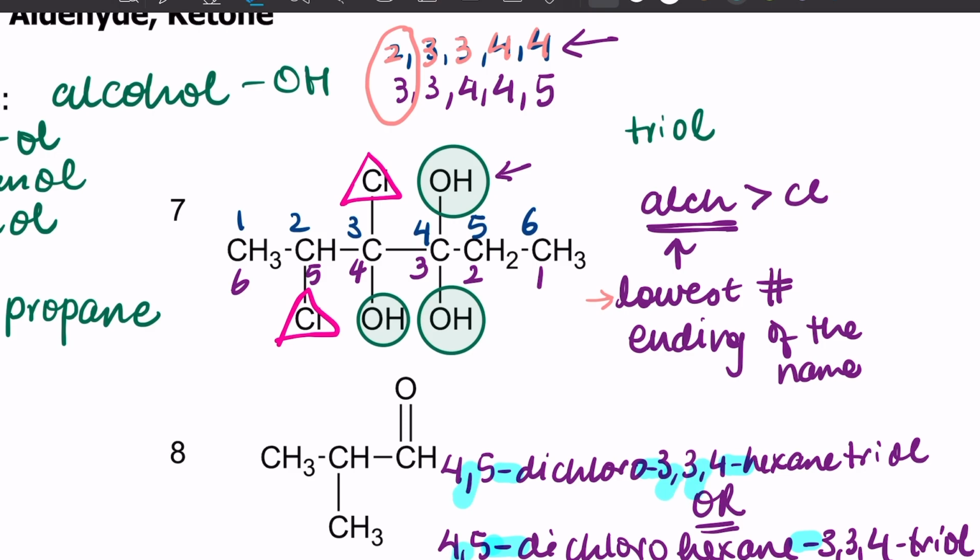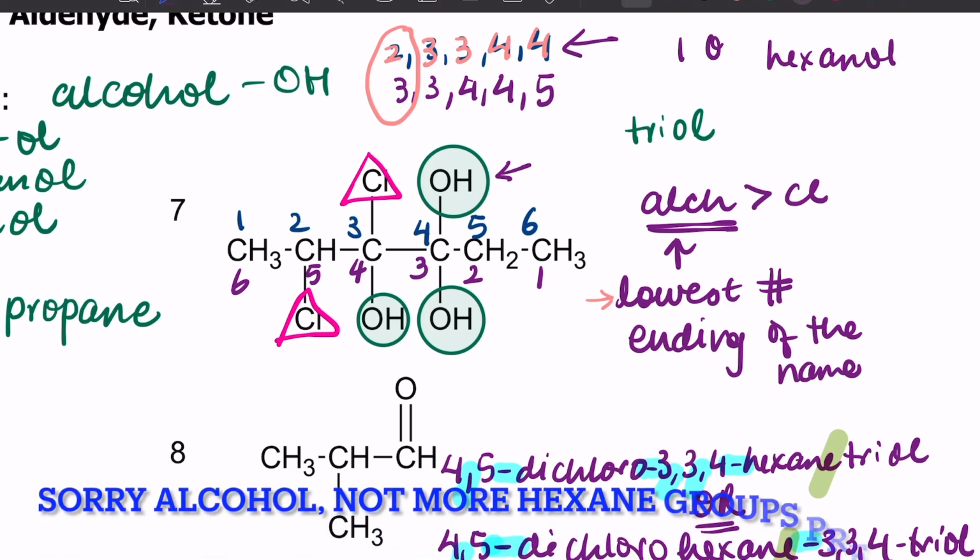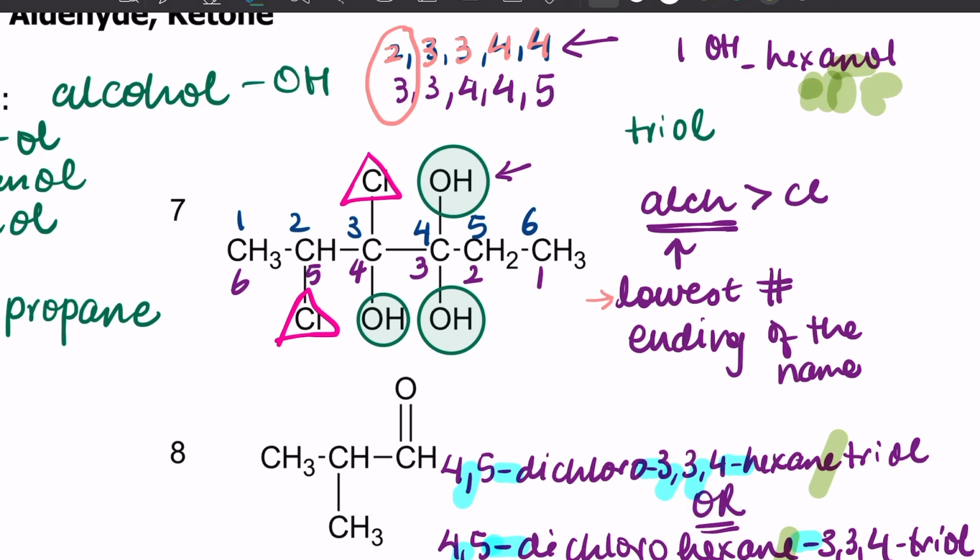Another important thing to notice here is that we wrote hexane. We wrote that ending E of the hexane. We did not write hexanol. So if you have only one alcohol group present, you would write hexanol. But if you have more than one alcohol group present, you would write hexane triol. The E gets reinserted when you're adding a consonant, the T, as the consonant.